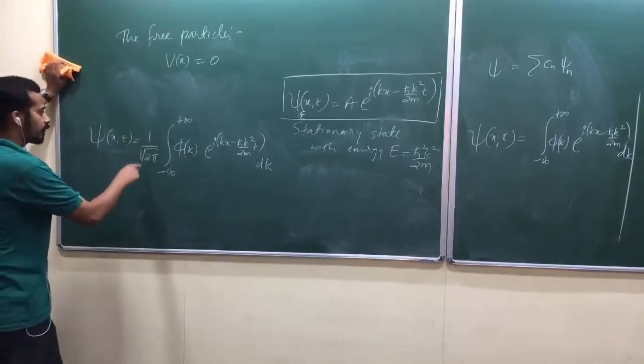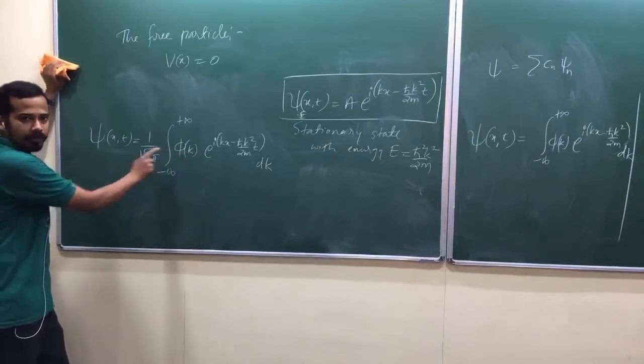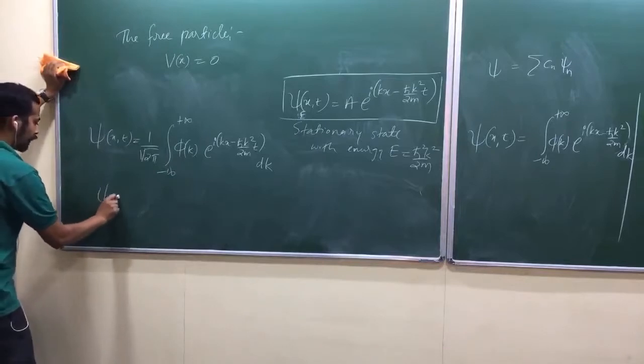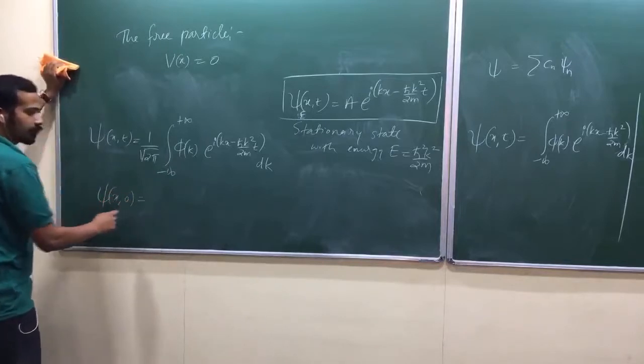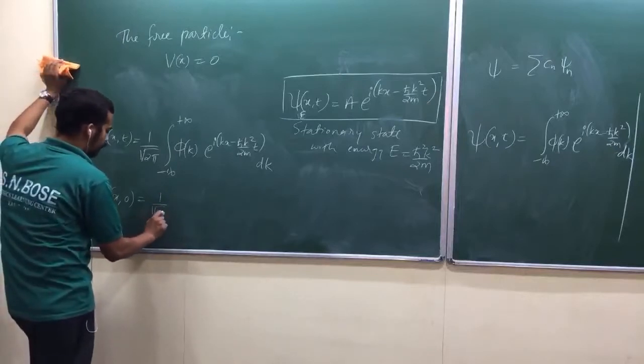Again, this is also a factor of convenience. You can absorb this one into the constant. Are you getting my point? This is a factor of convenience again. Wait a second. Now, psi of x comma 0, put t equal to 0, the initial wave function. That's what we say. Am I right? That will become 1 by root 2 pi.